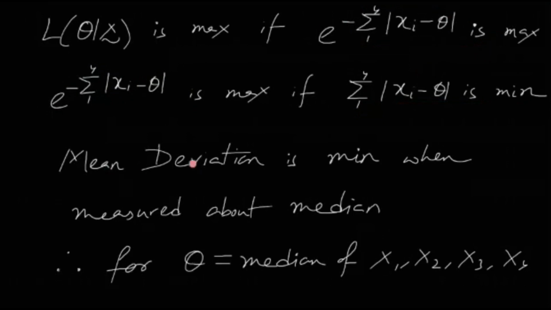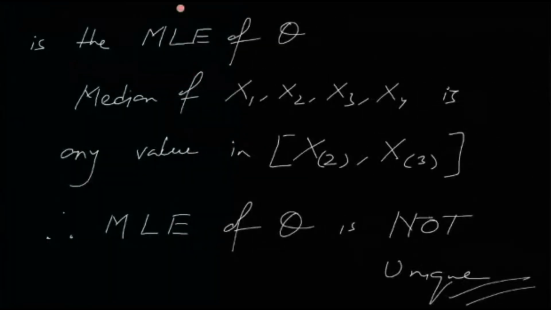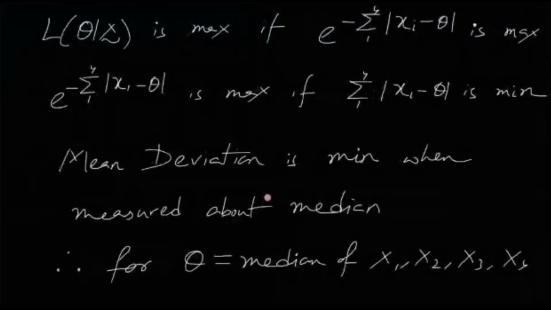Now this is nothing but the mean deviation about theta, right? The mean deviation of the values x1, x2, x3, x4. Now the mean deviation is minimum when measured about the median, right? So for theta equal to the median of x1, x2, x3, x4, this quantity is minimum. Now there are four values, right? So the MLE is actually nothing but the median of this quantity.